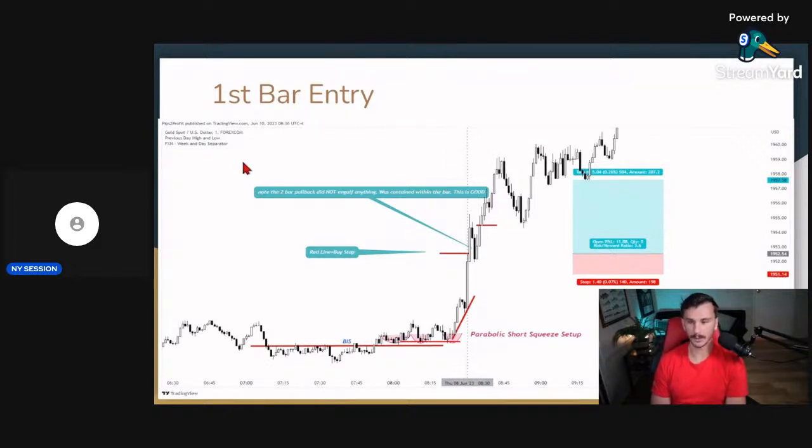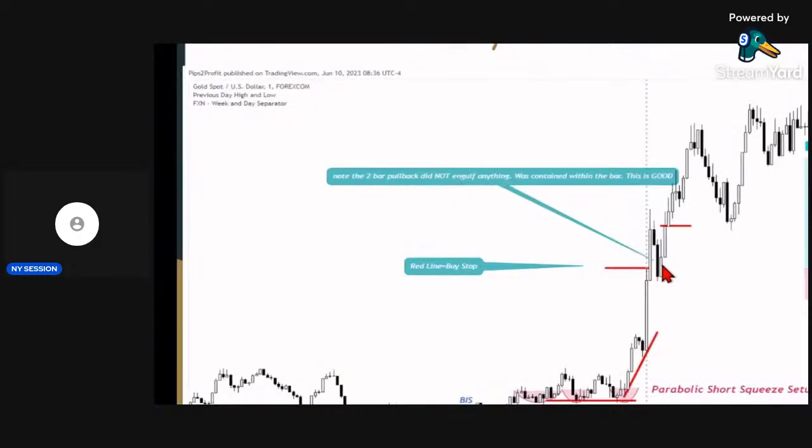I want to point out some things. Notice this 2-bar pullback. I know I said that you don't want to see any fiddling about. That is true. But it will not always just go in a straight line. There will be an explosion, and then sometimes you'll get a little slight pullback or something like this. But what I don't want to see after my entry is an engulfment of this candle. If they close below this candle, I am out.